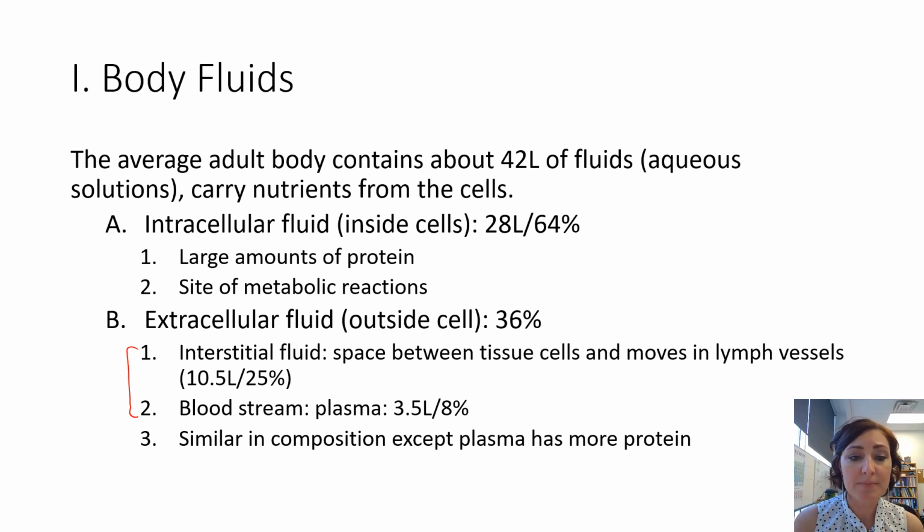And the bloodstream has a lot of extracellular fluid as well. That extracellular fluid is in the plasma. So 3.5 liters in your body is just plasma. Between these two, interstitial fluid and your plasma, they're really similar in composition. The big difference between these two is that plasma has more protein in it than your interstitial fluid.